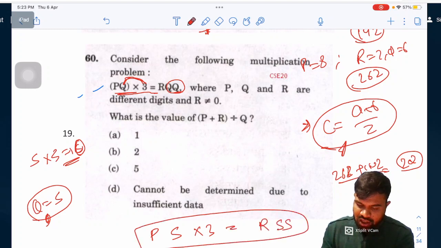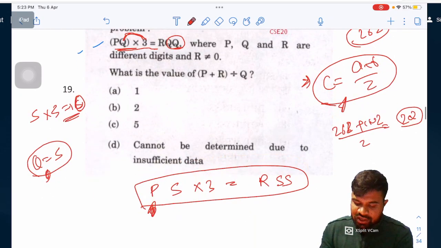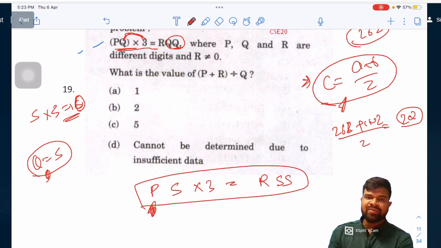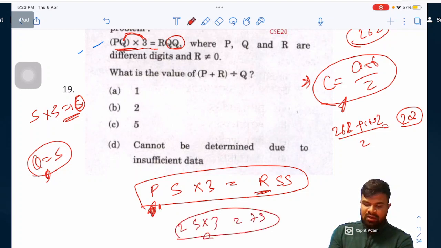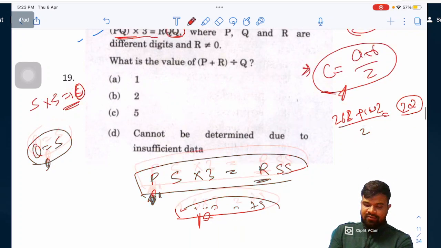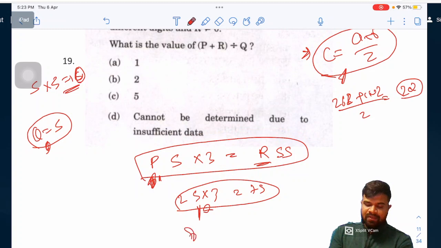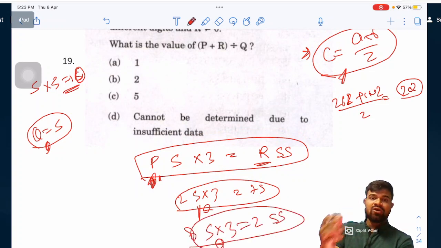This is how you will do this. Now what we need to do, we'll have to again go for hit and trial for P and R to find the values of P and R. So when we go for hit and trial, we will start with 25 into 3, that is 75. It is a two-digit number, so we will negate this case. Proceeding in this way, we will reach 85 into 3 is equal to 255. Now this is matching our case.